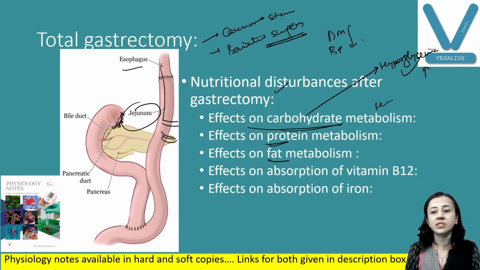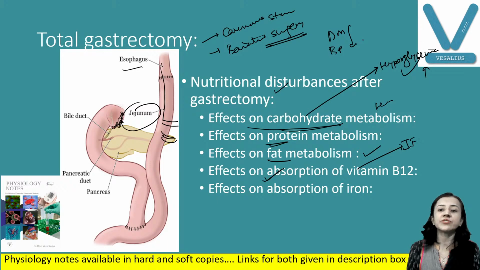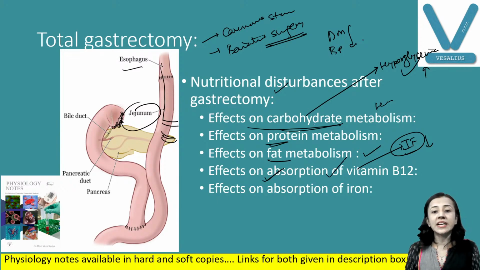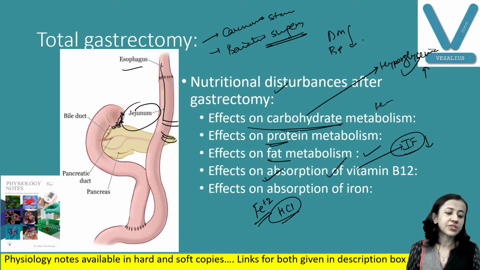Effect on fat metabolism: fat absorption is also affected a little bit, because along with the stomach, the intestine is also removed. Vitamin B12 absorption is markedly affected, because for vitamin B12 absorption we require intrinsic factor. So there is deficiency of intrinsic factor, and that results in decreased absorption of vitamin B12. Along with that, there is an effect on the absorption of iron, because iron absorption is highest when iron is in Fe+2 form, the ferrous form, and this ferrous form requires HCl, and HCl secretion is there in the stomach. So in case of gastrectomy, that is not possible.